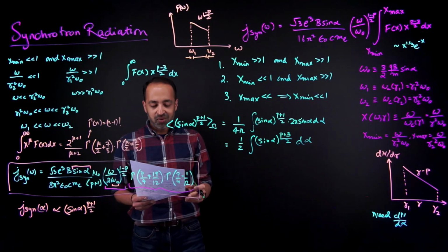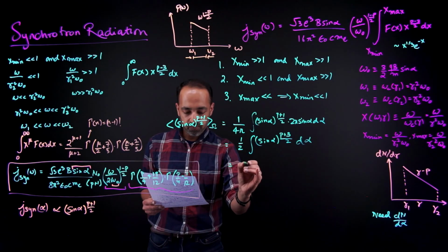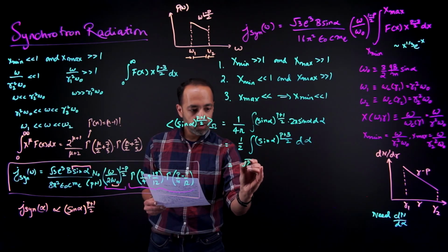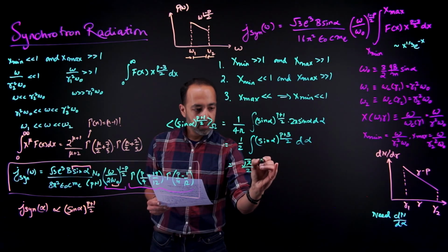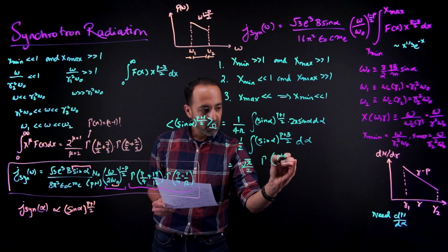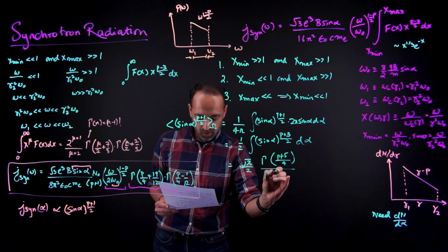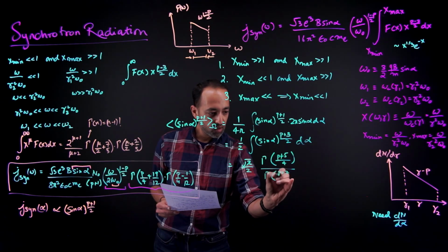Now this is also a standard integral. The value of this integral is root pi over 2, and then there's an additional gamma function: gamma of p plus 5 over 4 divided by gamma of p plus 7 over 4.